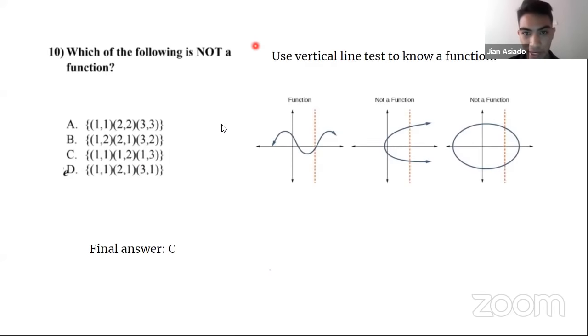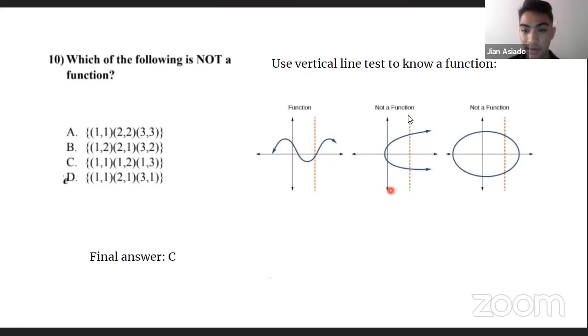Another thing pala sa functions, pwede ka mag-conduct ng vertical line test sa graph ng isang function. Kapag nag-touch yung vertical line na ginawa mo twice, ibig sabihin hindi siya function. So this one is a function kasi dito lang siya nag-meet sa isang intersection. Pero itong tagilid na parabola, it's not a function, and also this ellipse.